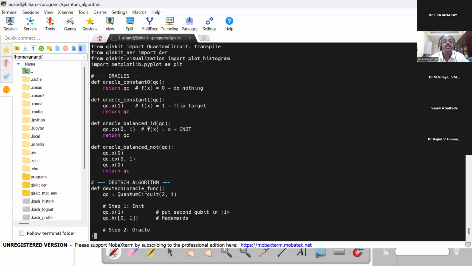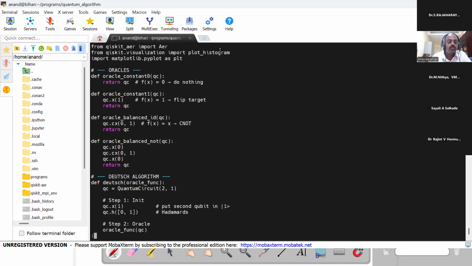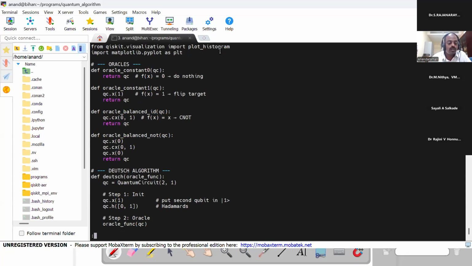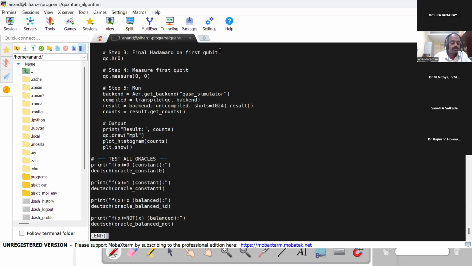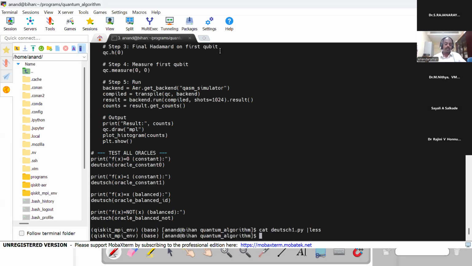Okay, so from Qiskit, import QuantumCircuit, transpile. So what is transpiler? Anybody knows? So we know compiler. What is called transpiler? Anyone, please? Okay. So this is how the program will be. Okay. So we are defining the oracle constant and balanced. And if you get 0, it is constant. If you get 1 or phase flip, then that is called balanced. But this quantum algorithm does not have any practical application, but just to prove that quantum algorithms are very fast. Okay.